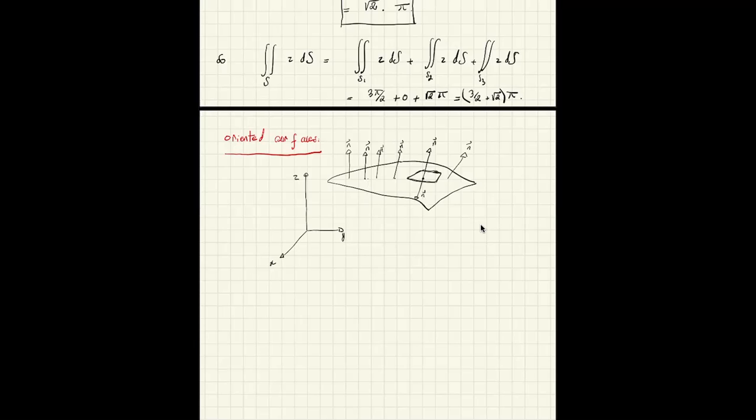So an oriented surface: given a surface, if you can choose these normal vectors such that when you move around the surface it moves continuously, then we say that this is an orientable surface. All right? So we're going to write this.